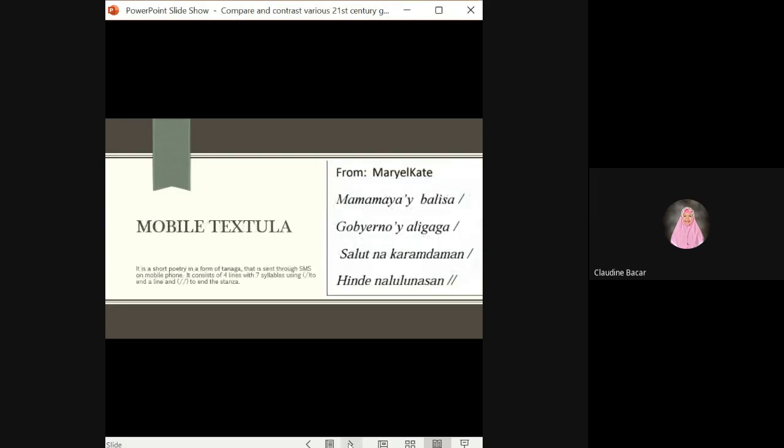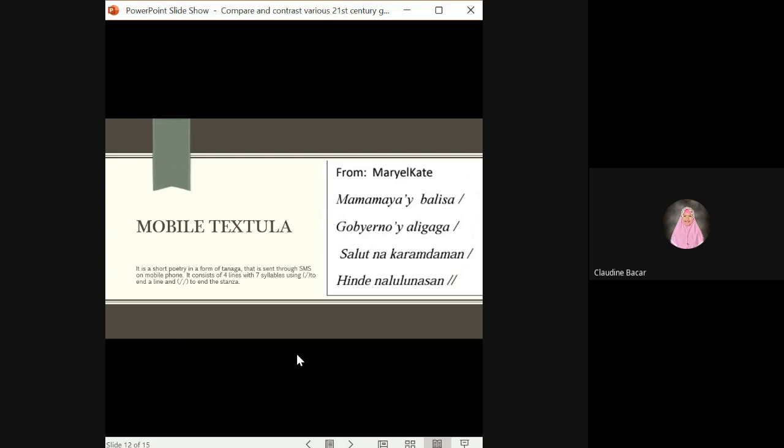Next one is mobile textula. We are familiar with this, especially you students. Mobile textula is a short poetry in a form of tanaga, sent through SMS on mobile phone. It consists of 4 lines with 7 syllables, using a slash to end a line and 2 slashes to end the stanza.